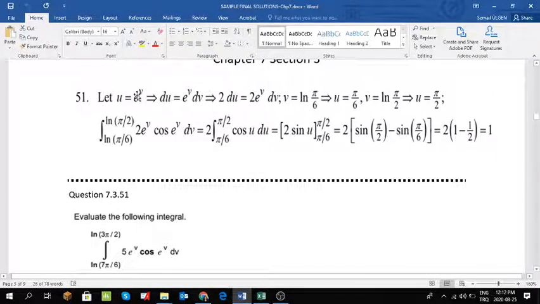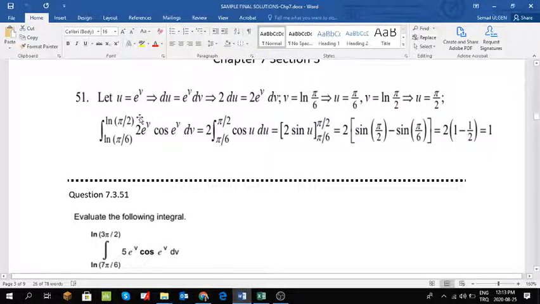Pardon, no, I'm so sorry. Whenever v is, this is v, not u. Whenever v is ln pi over 6, e to the ln pi over 6 is gonna give us, right? There's the typo: u is equal to pi over 6. Whenever v is this, u is gonna be pi over 6.